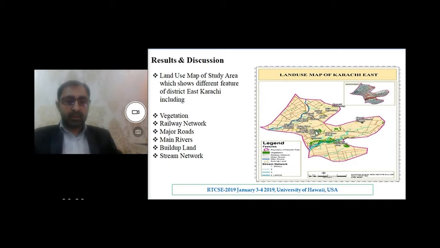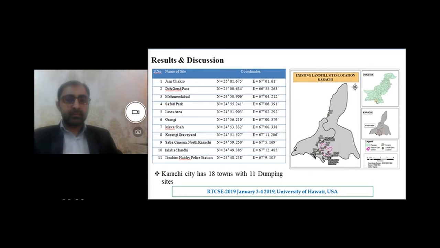Results and discussion. Land use map of the study area, which shows different features of the district East Karachi, including the vegetation, railway network, major roads, main rivers, built up land and stream network are represented here. Karachi city has 18 towns with 11 dumping sites.